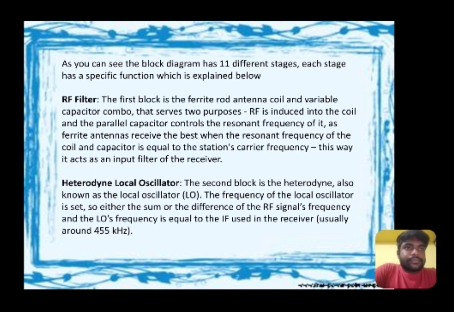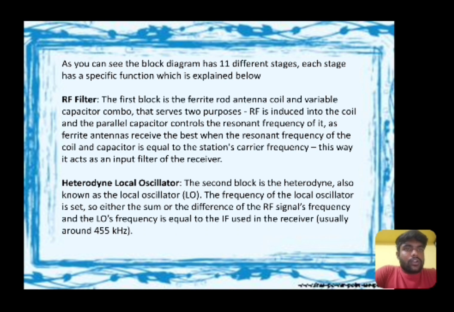Here are some of the different stages and their functions. First, the RF filter. The first block is the ferrite rod antenna coil and a variable capacitor combo that serves two purposes. RF is induced into the coil, and the parallel capacitor controls the resonant frequency of it, as ferrite antennas receive best when the resonant frequency of the coil and capacitor is equal to the station's carrier frequency. In this way, it acts as the input filter of the receiver.